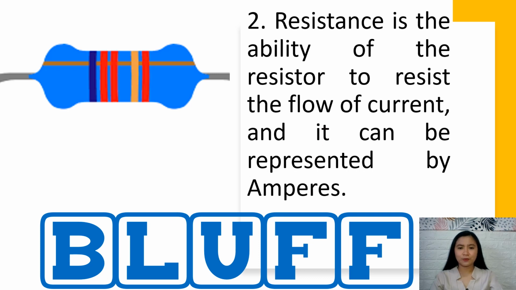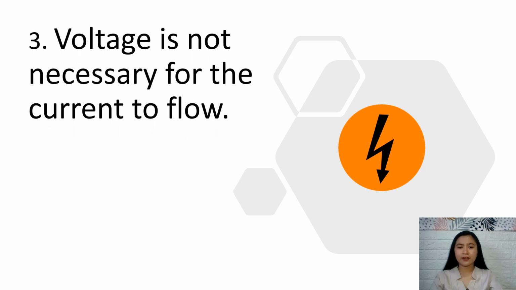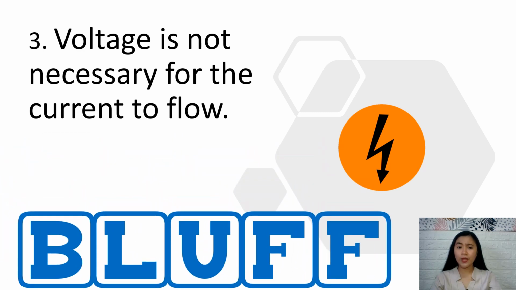Okay, let's move to the third one. Voltage is not necessary for the current to flow. Is it a fact or bluff? Again, will you pause the video for a while and play when you have the answer? Okay, for this statement, the answer is bluff. Why is it bluff? Because it says that voltage is not necessary. We all know that without the voltage, there will be no current flow. So voltage is very important for the current to flow.